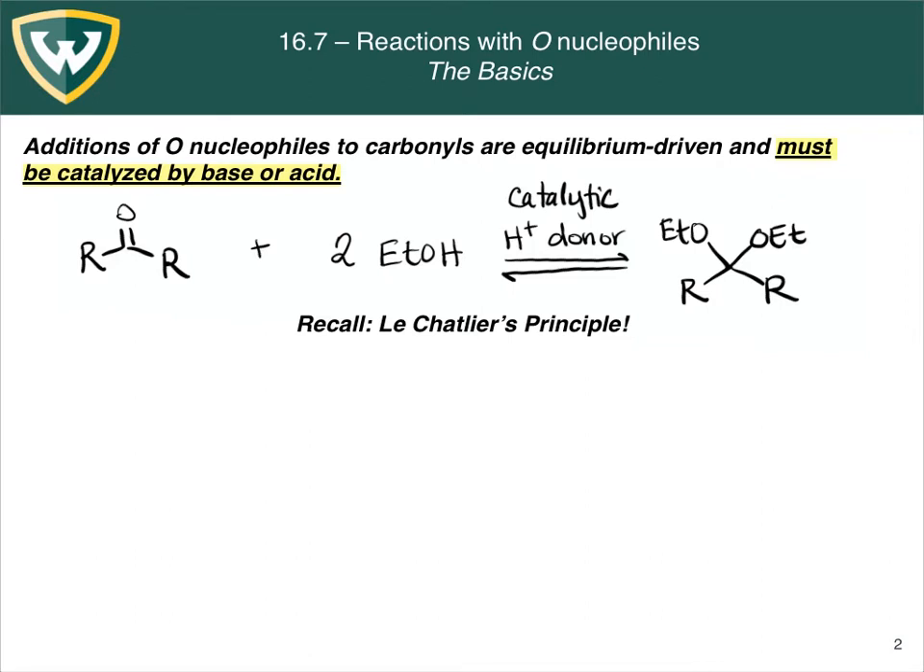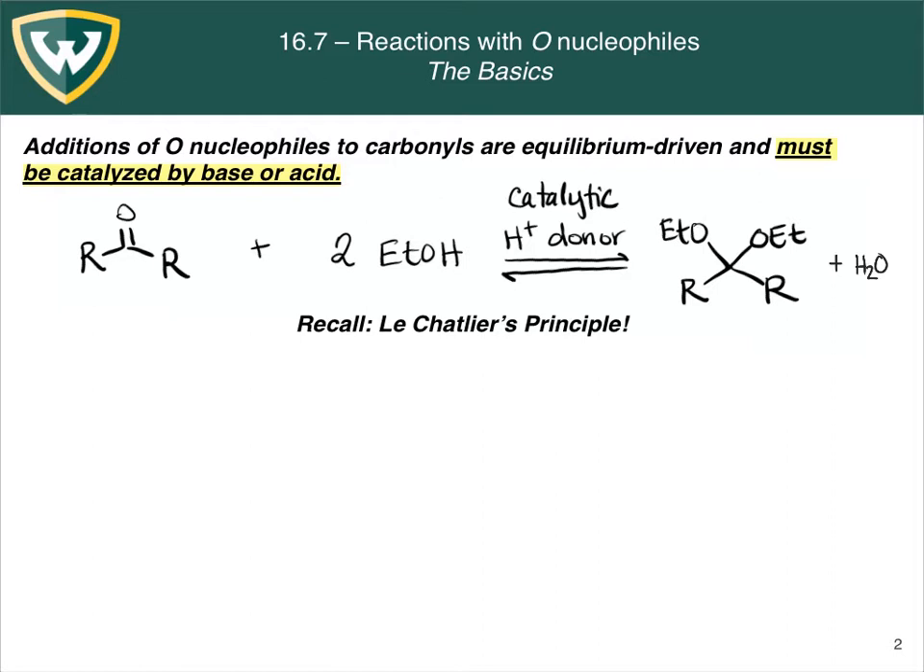Additions of oxygen nucleophiles to carbonyls are reversible reactions when in the presence of a catalytic amount of acid or base. The catalyst serves to lower the activation barrier for the reaction. Since the reaction is reversible, you might be wondering how we can get the product we want. We need to use Le Chatelier's principle to guide our thinking.